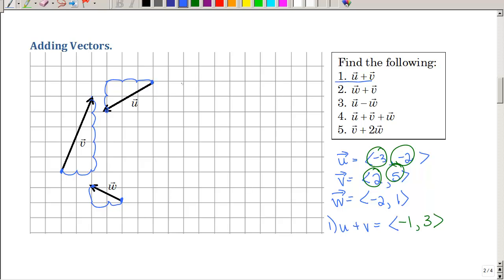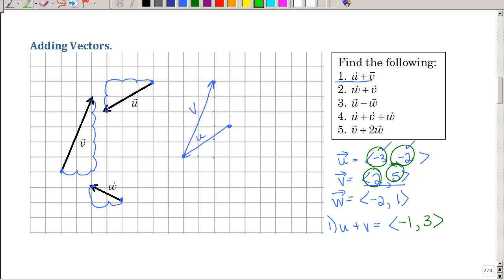Well, let's regraph u, and again we can pick anywhere as our initial point. Let's see, what does it say to do? Left 3, down 2. 1, 2, 3, down 2. So there's u. Now I want to do v. From the head or the terminal point of u, I want to go right 2 and up 1, 2, 3, 4, 5. And that would be v.